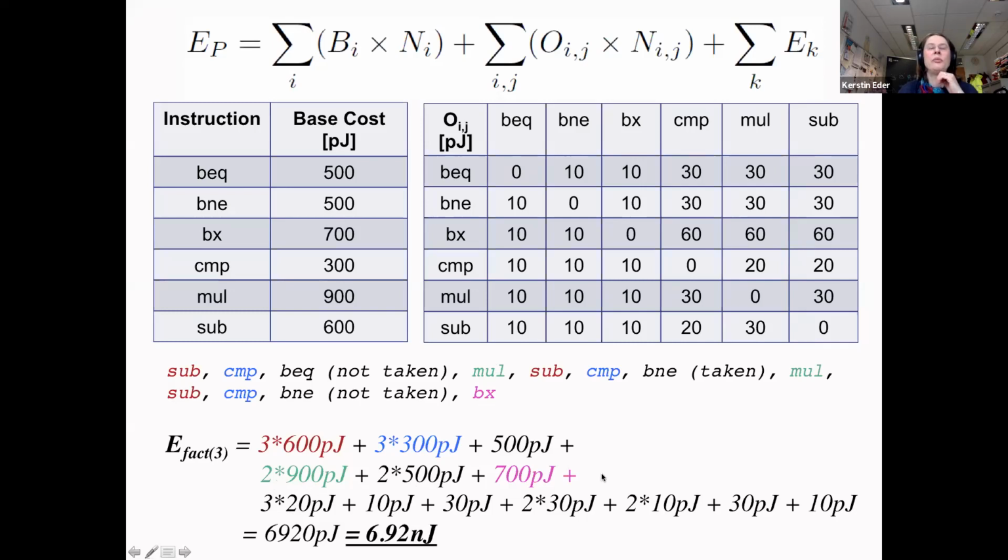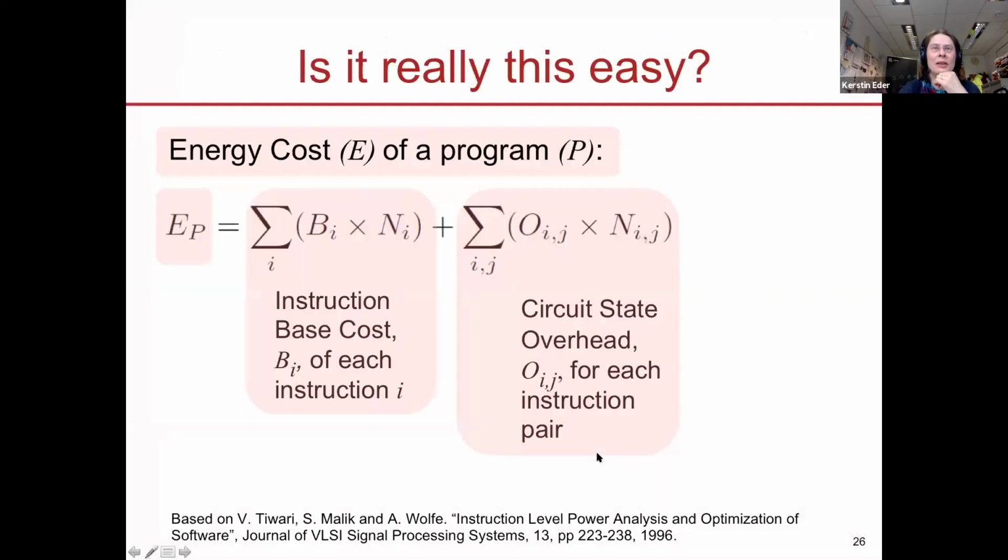Okay, so that would be the energy consumed by a call to factorial with the number 3 as argument. So that is the case. That's not the best case, the worst case. That is the case given the energy consumption models. Now someone's already asked, is it really this simple? And the answer is it is not.